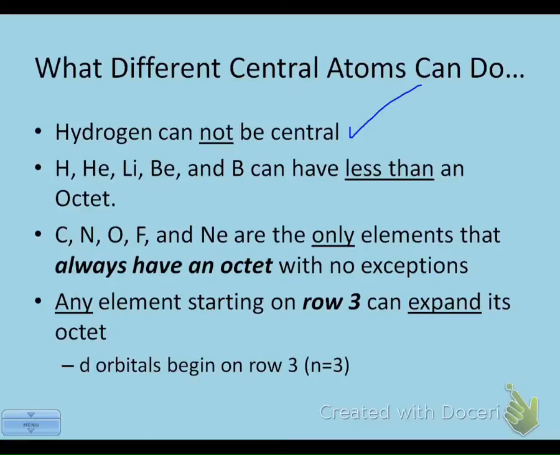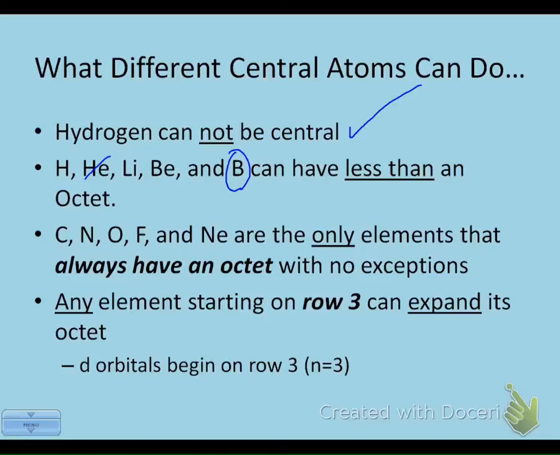Then we have 5 elements in the second bullet: hydrogen, helium, lithium, beryllium, and boron. Those elements can have less than an octet. They can have 2 bonds in the case of beryllium and lithium, 1 bond in the case of hydrogen and helium, or they can get away with 3 bonds in the case of boron, which we do see quite a bit in chemistry. Beryllium and lithium, they're 2 bonds. We do see it some, but they do ionic bonding a bit too. And because helium doesn't bond at all, we can pretty much ignore it. So we have just a few elements that can have less than an octet.